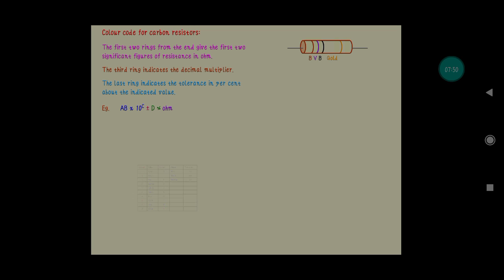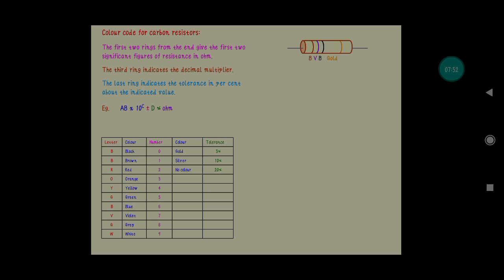In the color code we have, starting from black, brown, red, orange, yellow, green, blue, violet, gray, white, and for tolerance we have simply gold and silver. Sometimes we don't have a color itself. Once you see there is no color, you just have to put the tolerance as 20%. That is what is given here. The number is assigned as: for black we assign the number 0, for brown it is 1, red 2, and so on.